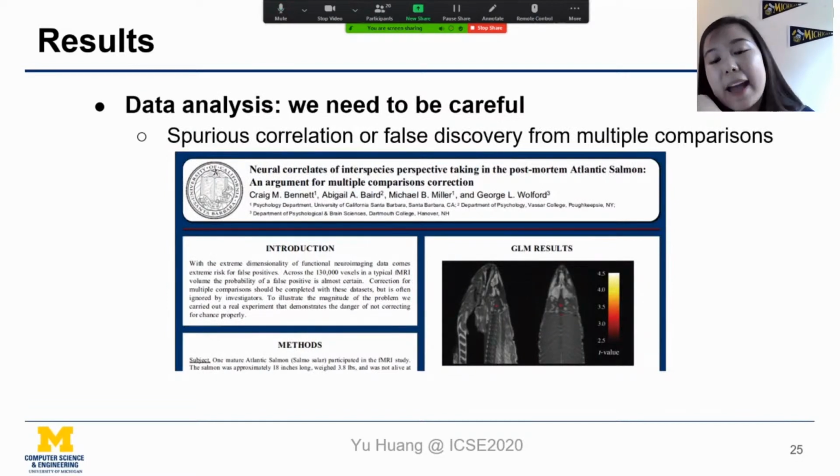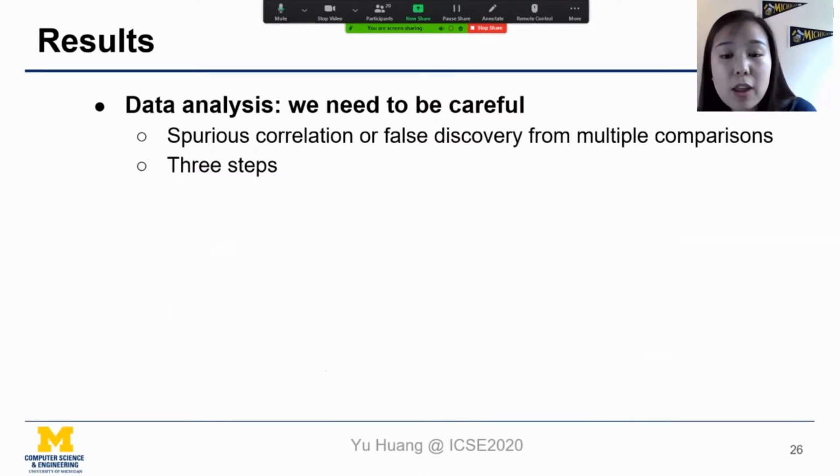When we analyze medical imaging data, we are really talking about over 1 million brain voxels. So we need to pay extra attention to false positives. I will not talk too much here, but more details can be found in our paper. We follow the best practice in psychology and neuroscience in our data analysis. There are 3 steps in total.